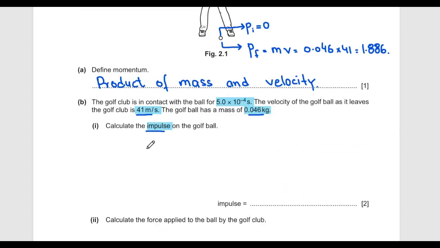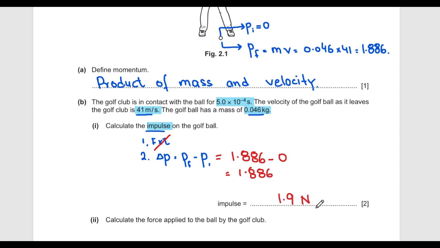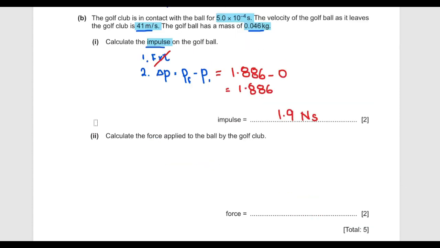1.886. And to get impulse, we have two formulas. First is force times time, and the other one is that impulse is equal to change in momentum. That means final momentum minus initial momentum. I can't use the first one because I don't have any force at this time, but I can use the second one. I know the final momentum, which is 1.886, and I know the initial momentum, it is 0. Subtracting both will give us this, and rounding it off to two figures would be 1.9 newton seconds.